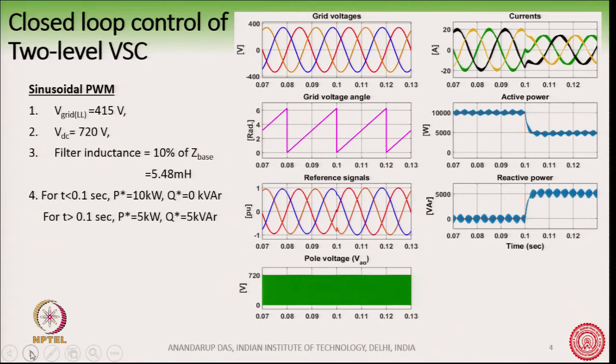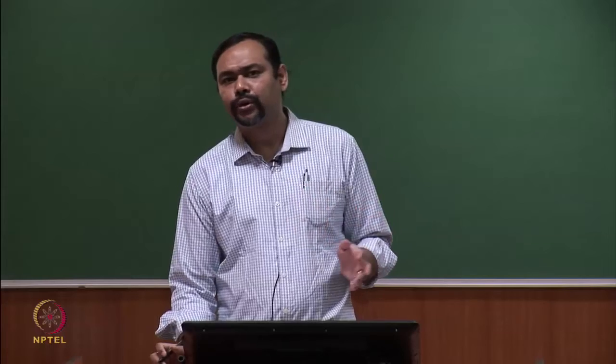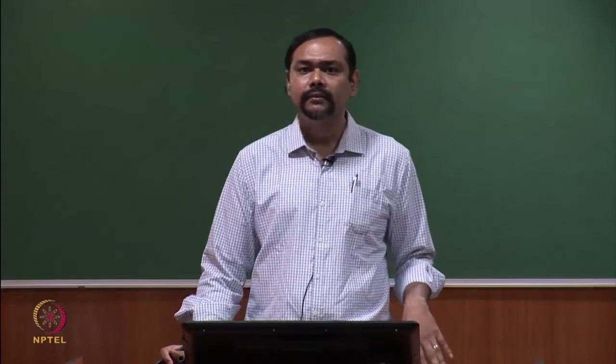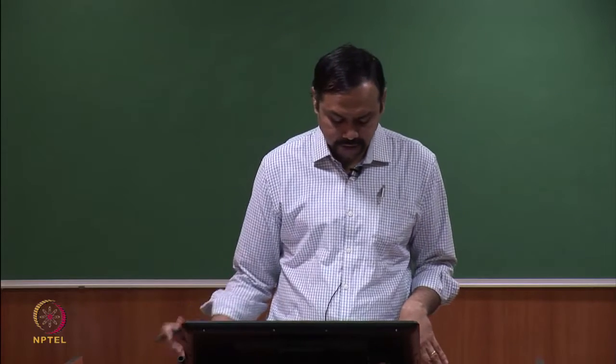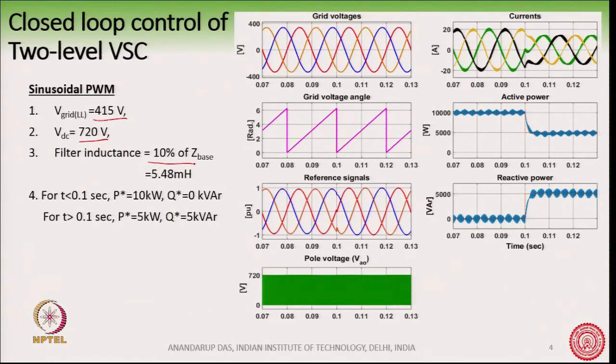So, these waveforms show some of the results which we have obtained with simulation under these conditions: the grid voltage is 415 volt, and we are doing a sine PWM, and we have taken 720 volt as the DC bus. Okay. So, we are keeping the modulation index maximum, close to 0.97 or 0.96, something like that. And the filter inductance, as we have seen, we are putting an RL filter at the output, and it is 10% of the base impedance.